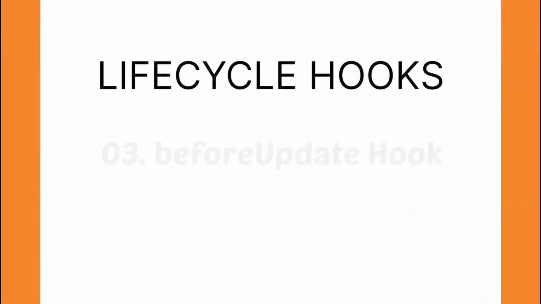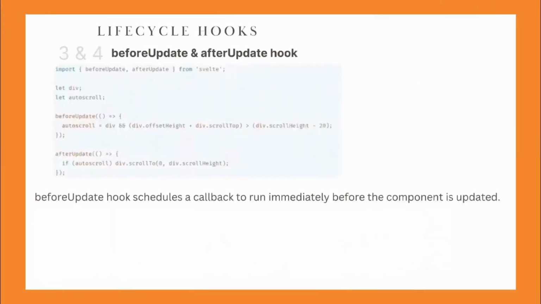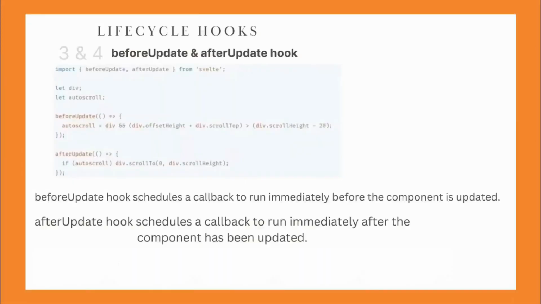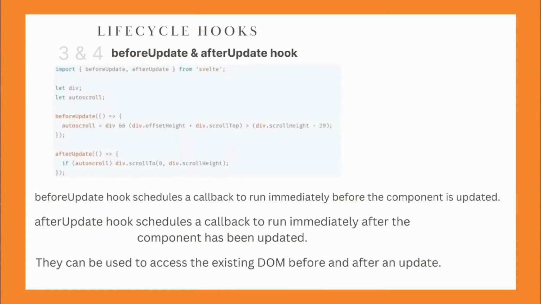The third hook is the beforeUpdate hook, which schedules a callback to run immediately before the component is updated, after any state change. Similarly, we have the fourth hook, which is the afterUpdate hook, which schedules a callback to run immediately after the component has been updated. Both these hooks can be used to access the existing DOM before and after an update.